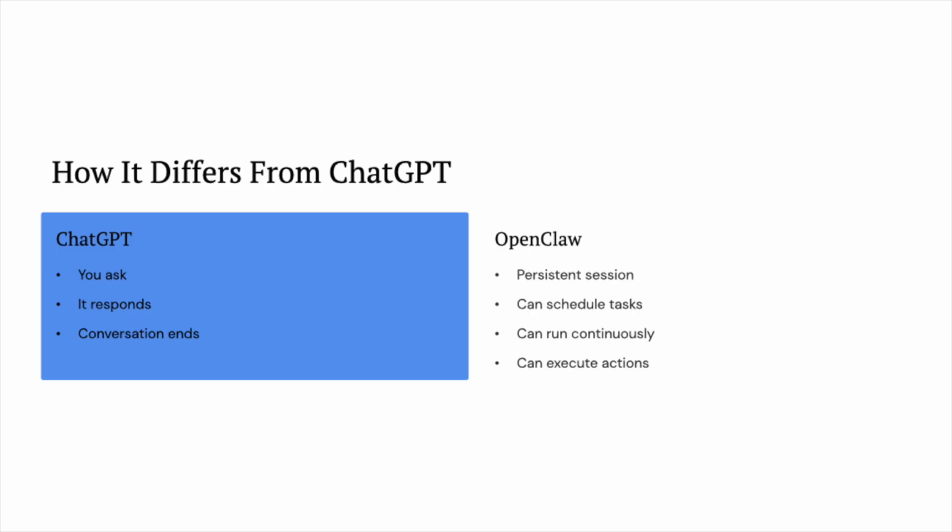ChatGPT, as we are all exposed to it as a first LLM: you ask, it responds, and the conversation ends, right? Whereas OpenClaw has a persistent session, can schedule tasks, can run continuously, and can execute actions, meaning it has the capability to create a schedule for you. It can expand this capability through its skills. We will discuss further. This is the difference between ChatGPT and OpenClaw, as an example.